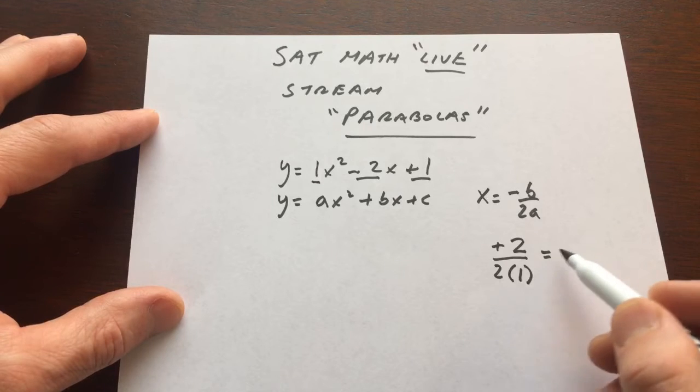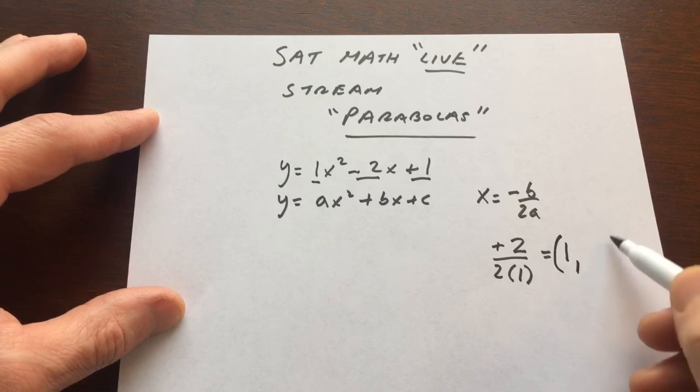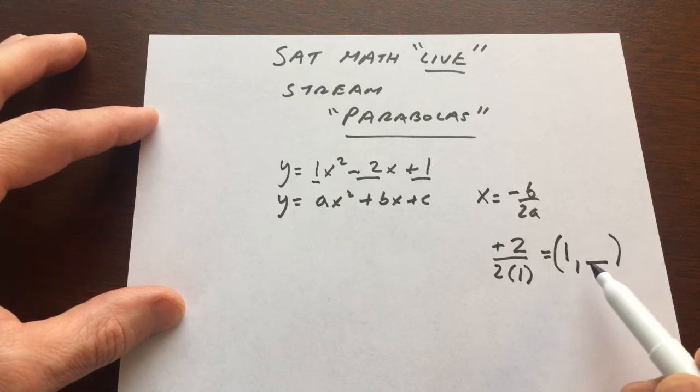But continuing on with this, you can see 2 divided by 2 equals 1. So the x coordinate of the vertex is going to be 1 comma something, right? So how do we find that y coordinate of the vertex?